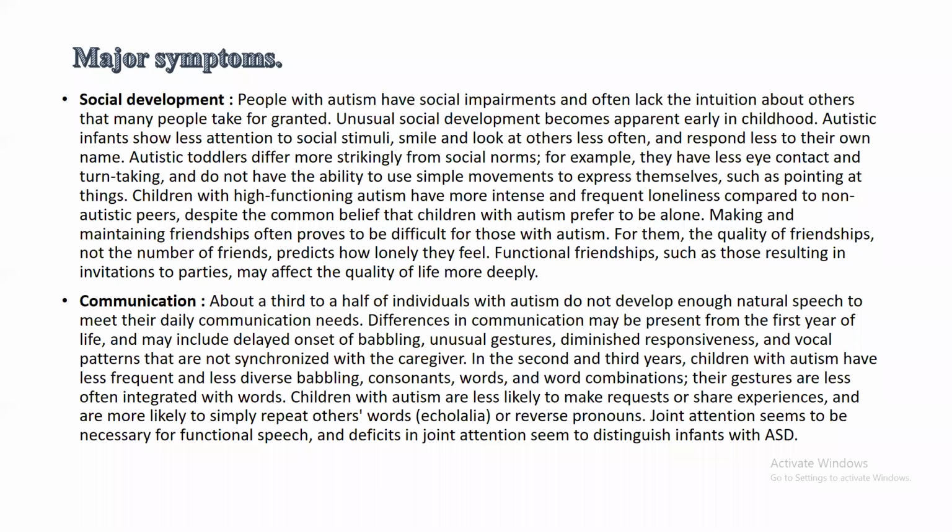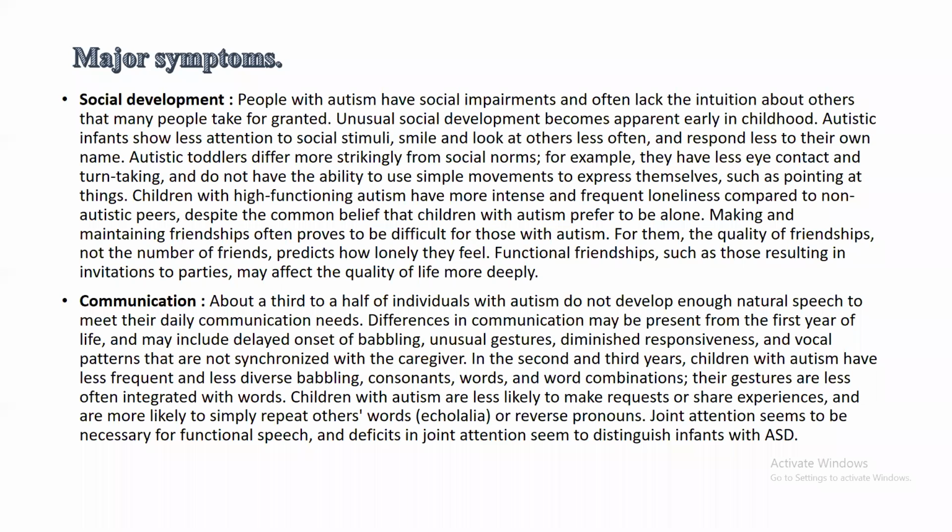Autistic toddlers differ more strikingly from social norms. For example, they have less eye contact and turn taking, and do not have the ability to use simple movements to express themselves, such as pointing at things. Children with high functioning autism have more intense and frequent loneliness compared to non-autistic peers, despite the common belief that children with autism prefer to be alone. Making and maintaining friendships often proves to be difficult for those with autism.